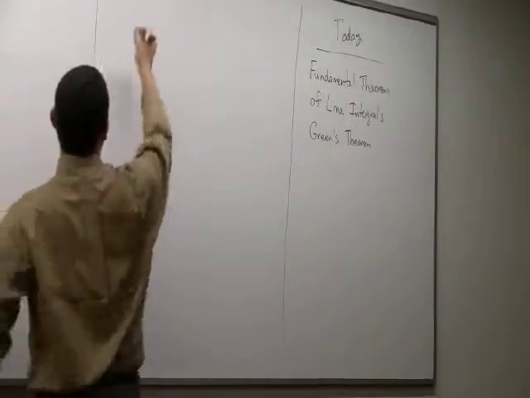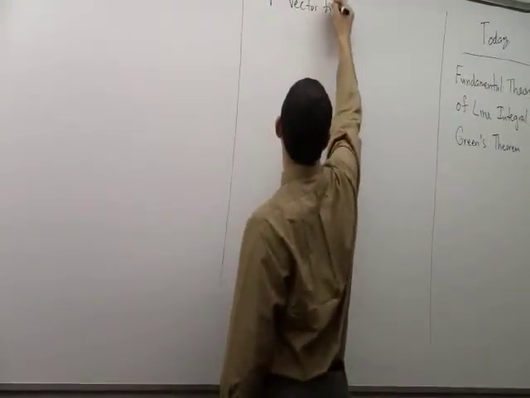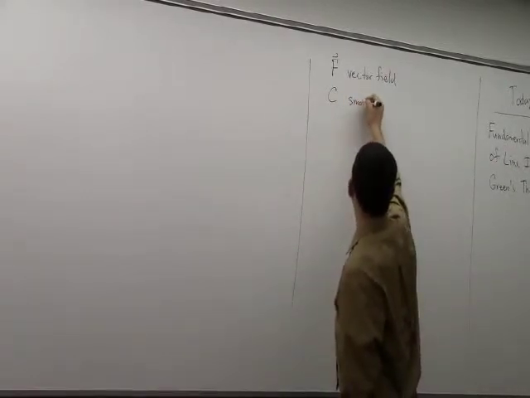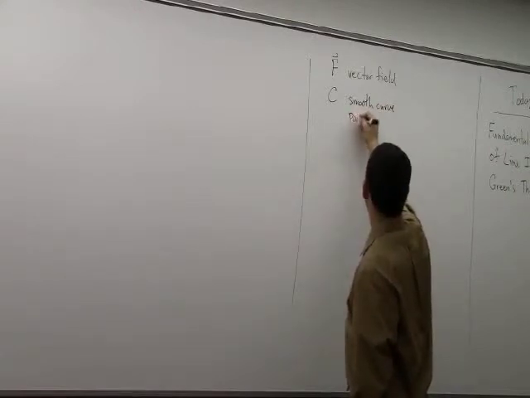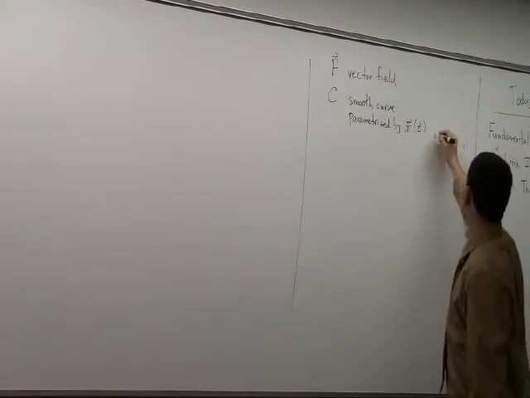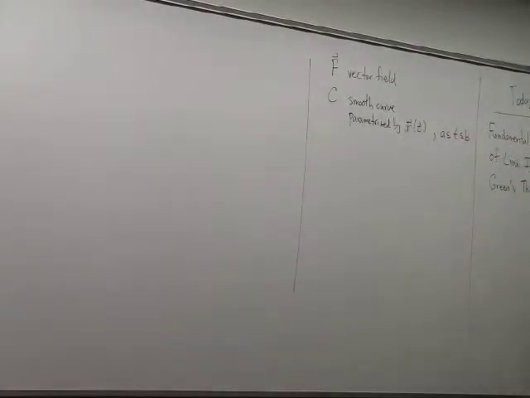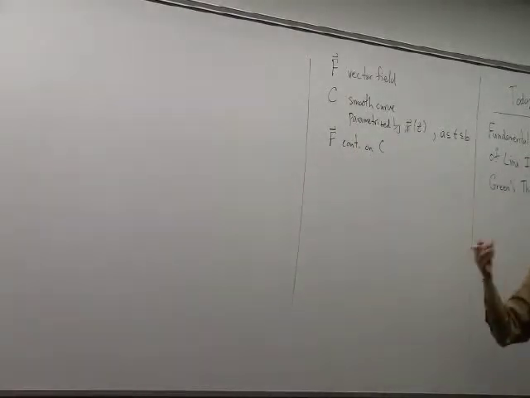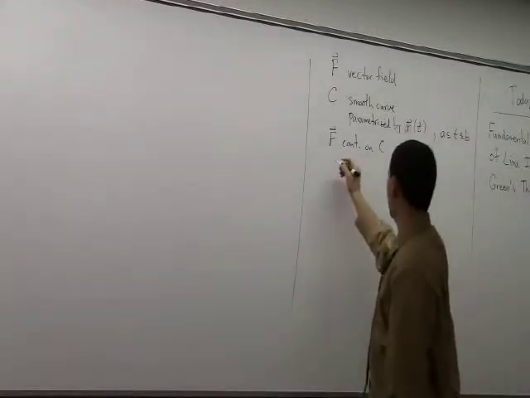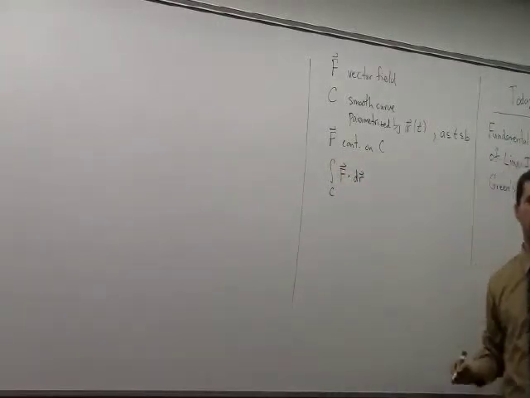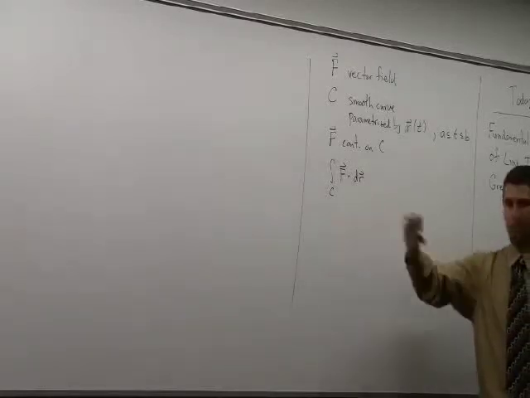So let's just recall that if you have a vector field, capital F, and you have a curve C, smooth curve, and it's parameterized by the vector function, say, r of t, where t goes from a to b. And we assume that F is continuous on C. And remember, continuous on C means that the components of the vector field are continuous on C. So then we define the line integral over C of the vector field. The notation for that was F dot dr. Okay, so this is the line integral of F over C.